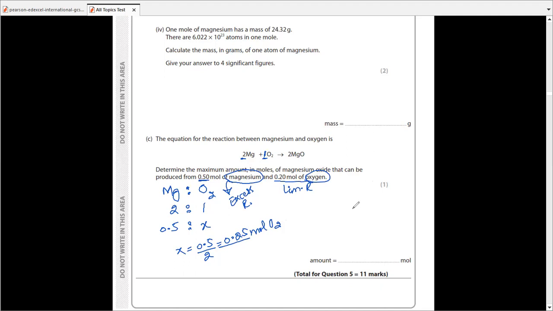If oxygen is in limiting amount, we need to compare oxygen with the product, because that's how our calculation is supposed to be correct. If we were to use the ratio of magnesium to MgO, that would be wrong, because any calculations made from the excess reactant are wrong. Now let's take a look at the equation. 1 mole of oxygen produces 2 moles of magnesium oxide. So 0.2 moles would produce what? X, and X is 2 times 0.2, the answer to which is 0.4 moles.